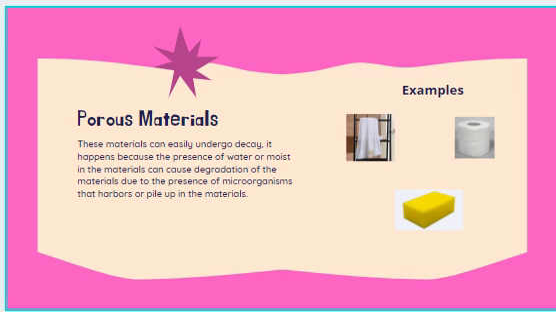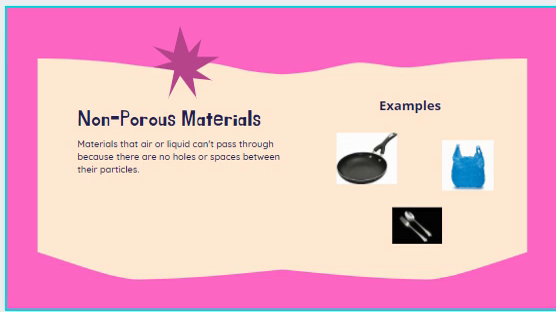Other materials that absorb water like tissue paper, cottons, and cloth are called porous materials. These materials can easily undergo decay. It happens because the presence of water or moist in the materials can cause degradation of the materials due to the presence of microorganisms that harbor or pile up in the materials.